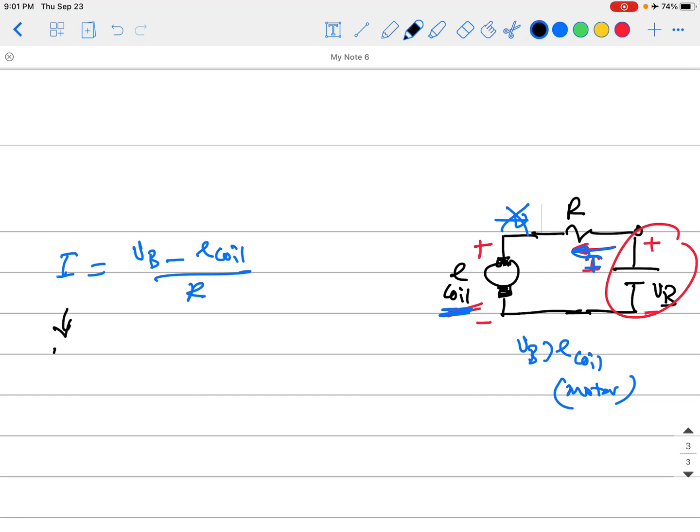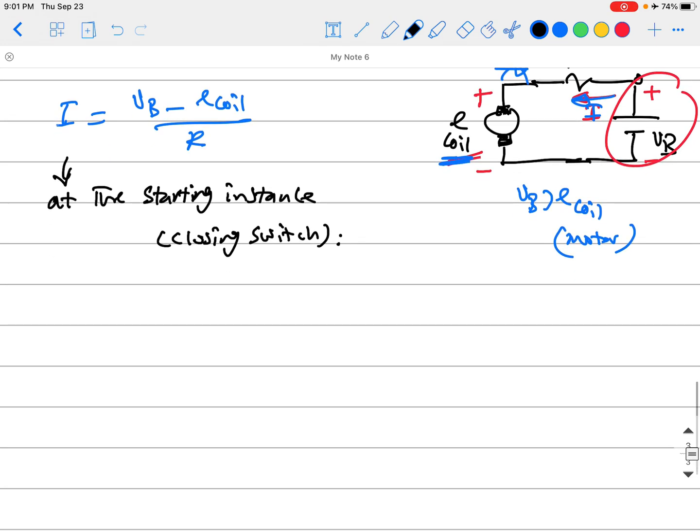Okay? What will happen at the starting instance, just when you're closing the switch? At the very start, you have no speed because you're just now pressing the switch, and the current is just starting to go inside the coil, and once the current goes inside the coil, it will start rotating. But at the pressing instance, the machine was not rotating yet. So this speed equals 0.